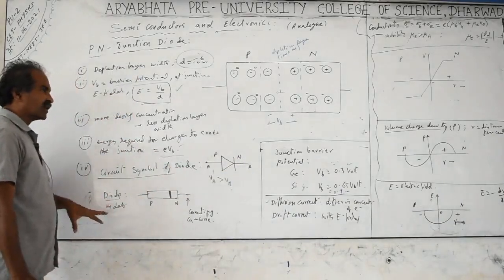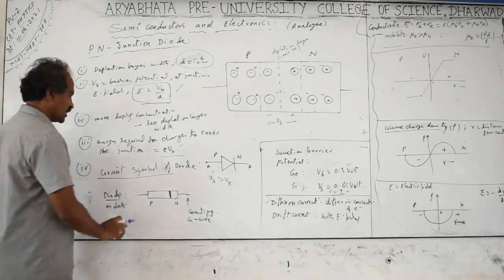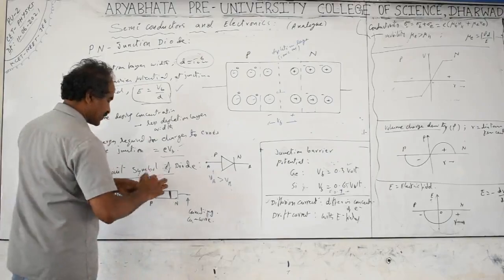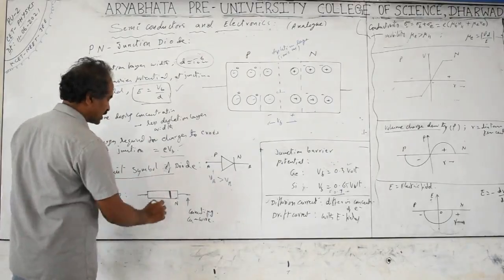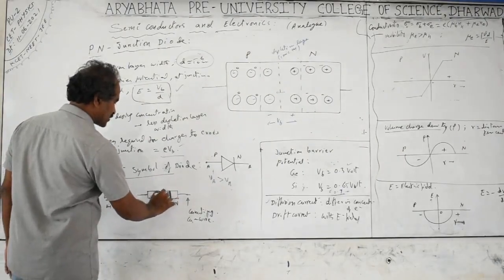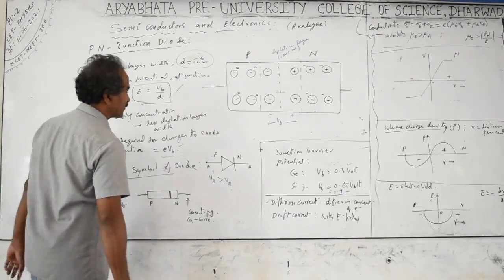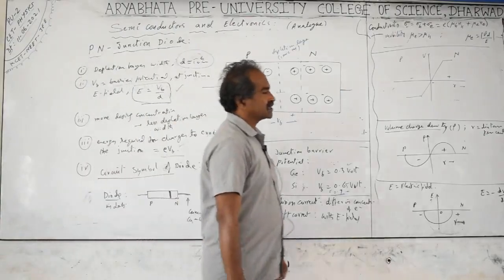Next is the diode as you find it in the laboratory and in the shops. It has a cylindrical shape, and on one side you find a black band or color band. The band indicates the N-type material. It is not in the center, it is at one end. At the end points you have connecting wires of copper, to make connections in electrical circuits.